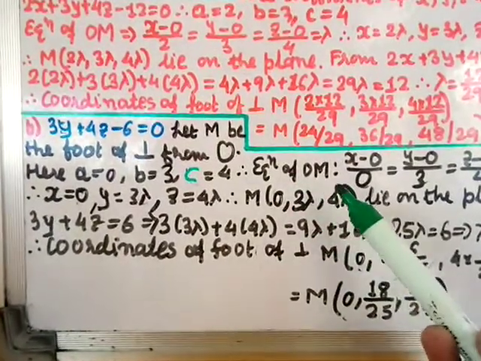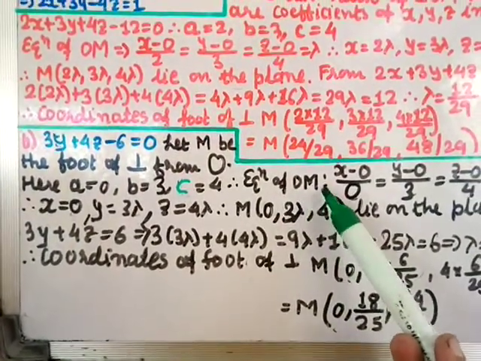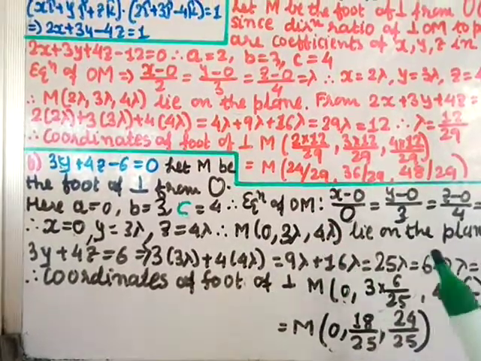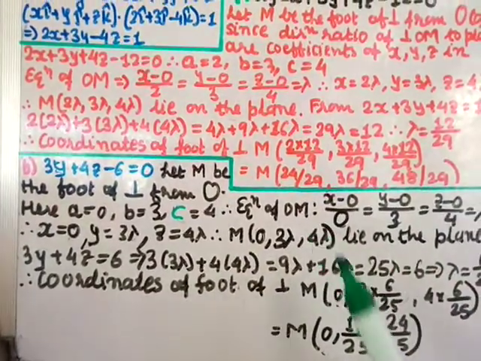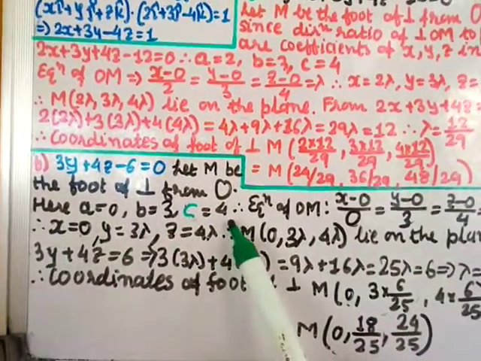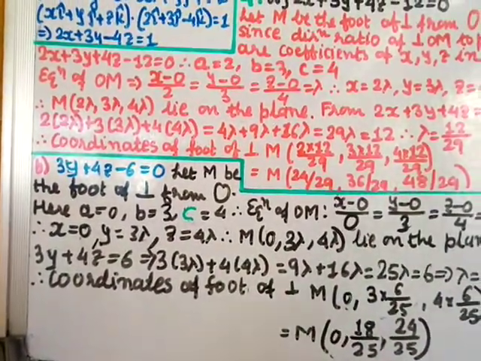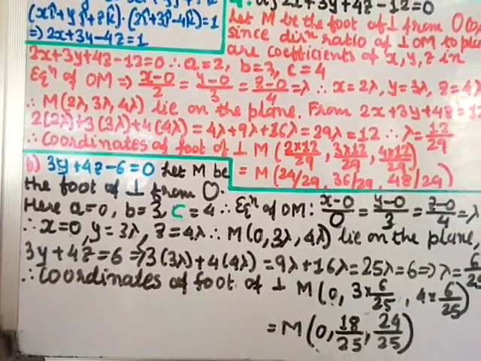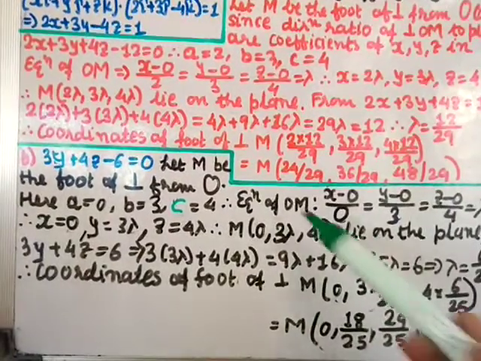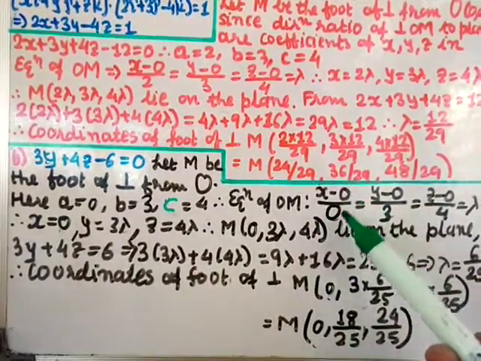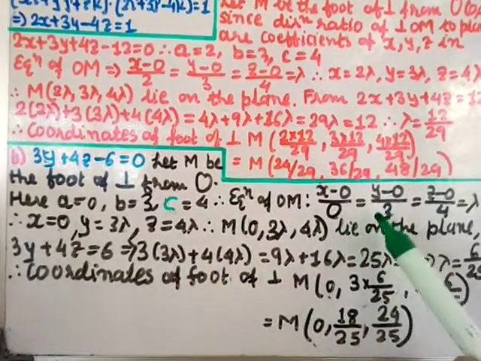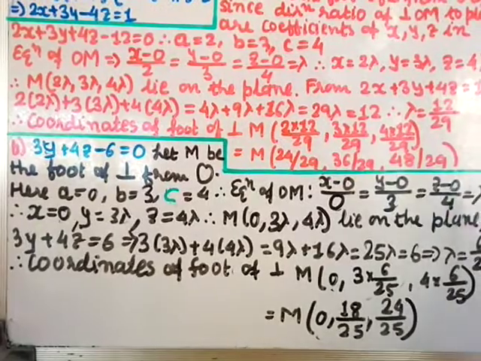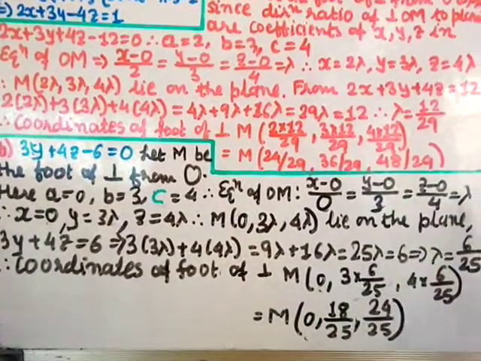Now the equation of OM, that is the line passing through O and M, joining the points O and M. So O you take as the origin, (0, 0, 0), and the direction ratios given to you are 0, 3, 4. We know the equation is (x − x1)/A = (y − y1)/B = (z − z1)/C. So here the point O is (0, 0, 0), so (x − 0)/0 = (y − 0)/3 = (z − 0)/4, call it lambda.